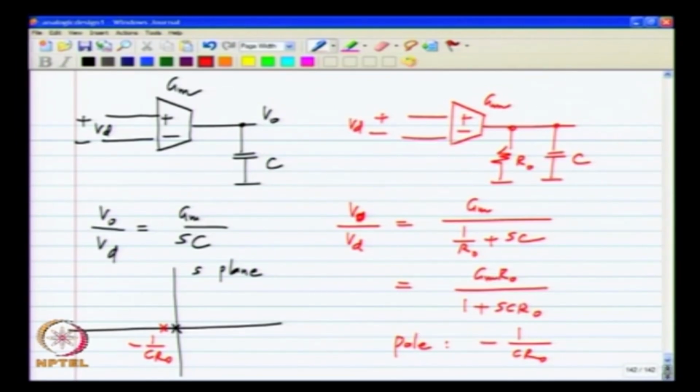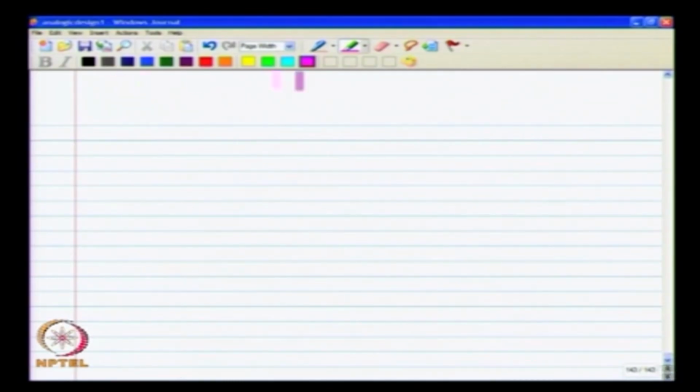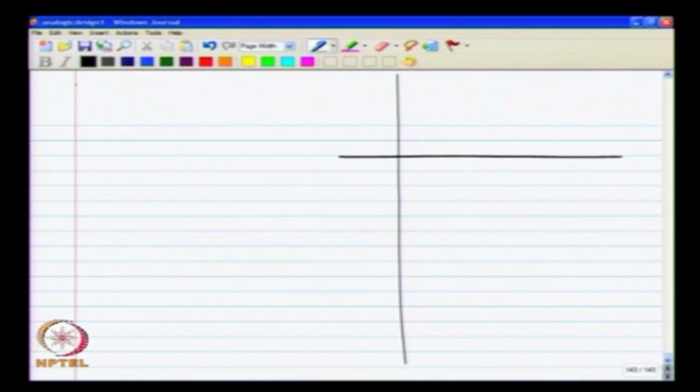So, that is what it looks like, and we can also look at the magnitude and phase of the two op amps, that is the ideal case when there is no Ro or Ro is infinity, and the actual case when there will be a finite Ro. First I will draw it for the ideal case.